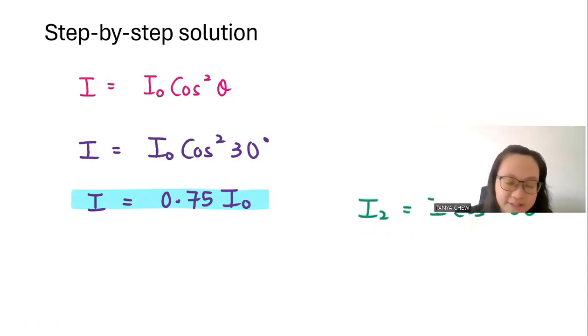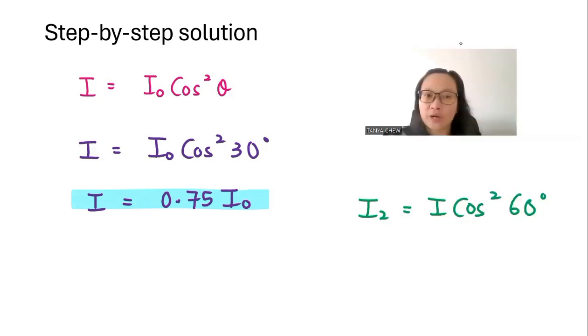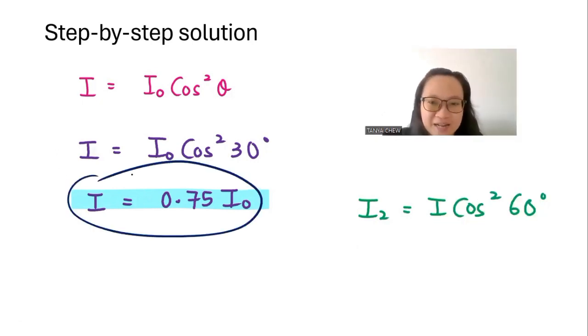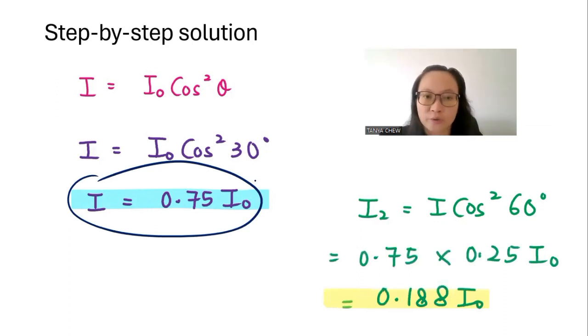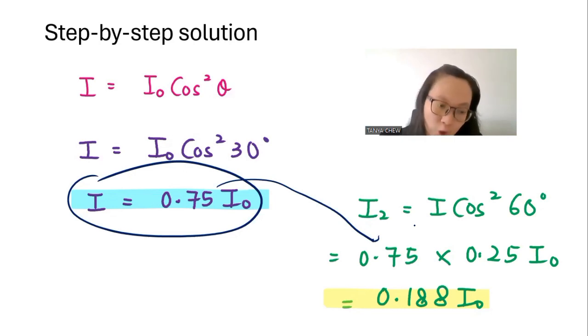Then for passing through the second filter, it is related to this I. So I2 is equal to I cos squared 60, because it has been rotated by 60, right? Just substitute in 0.75 I naught times 0.25, since cos squared 60 is 0.25, and you get 0.188 I naught.